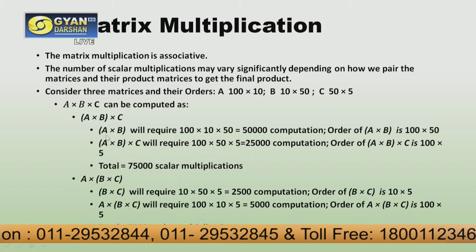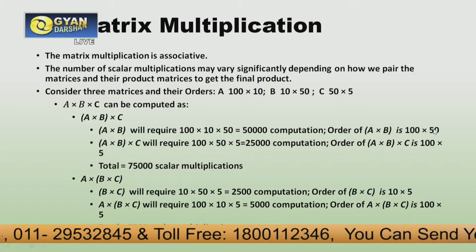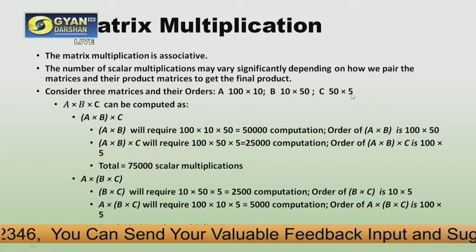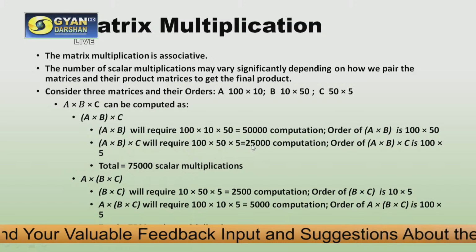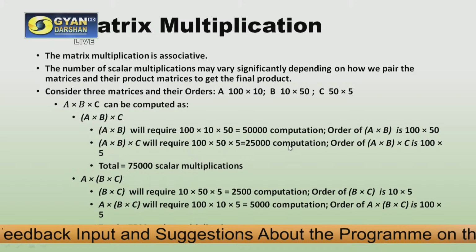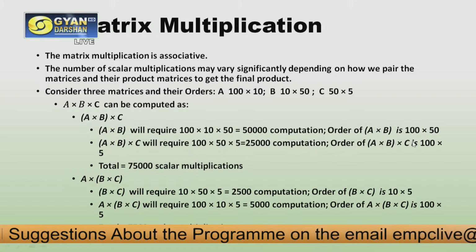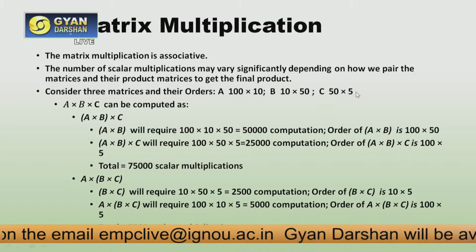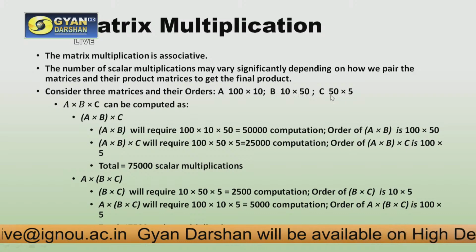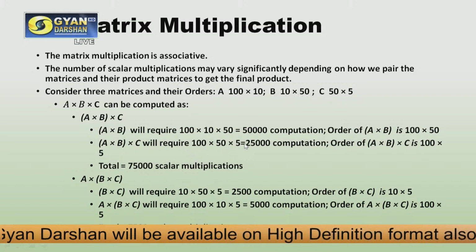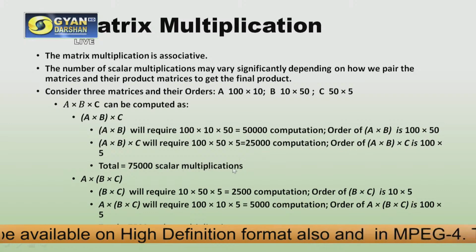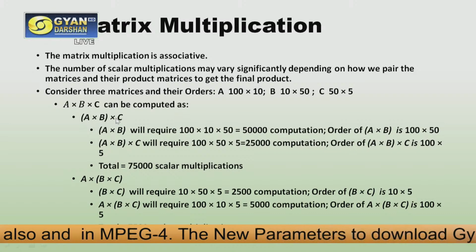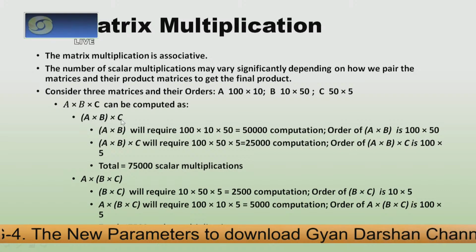In the next step, we will multiply this result of 100 cross 50 with C, which will require 100 into 50 into 5. So that is 25,000 multiplications. And the overall final order of A cross B cross C is 100 into 5. It's a chain of multiplication, right? So in total, 75,000 multiplications are required if I compute A cross B first, and then multiply the result with C.